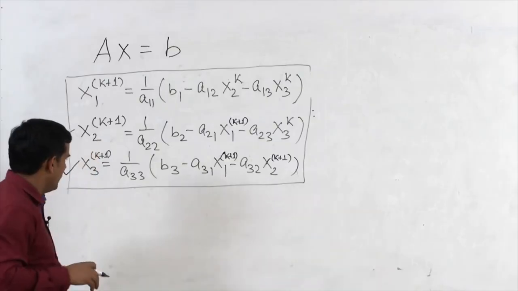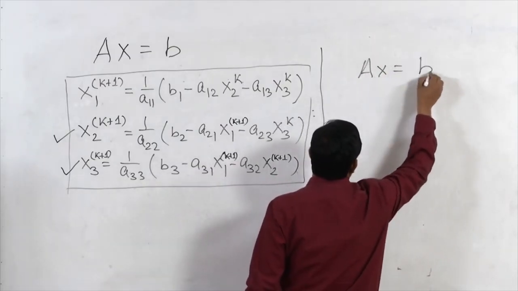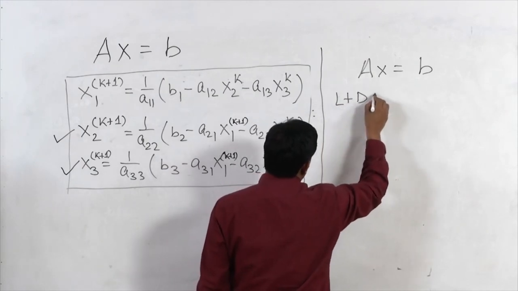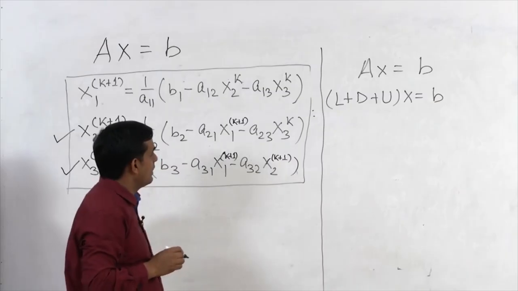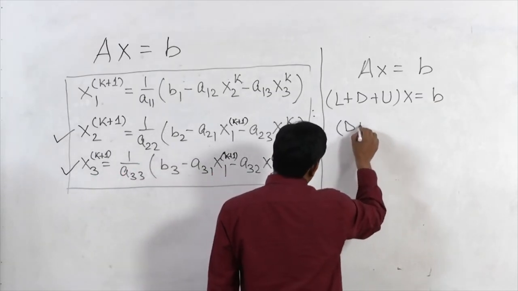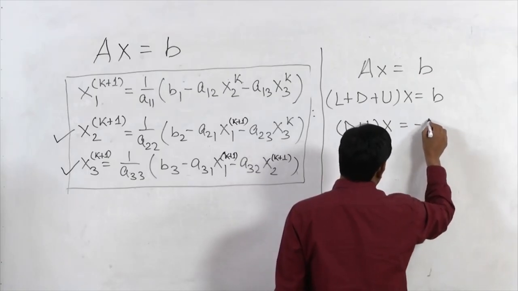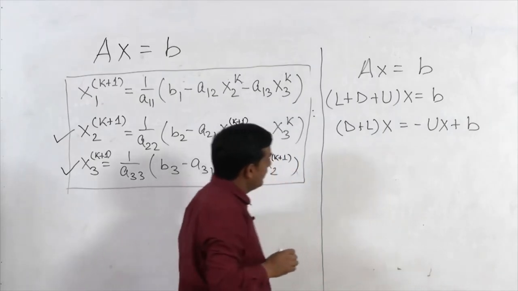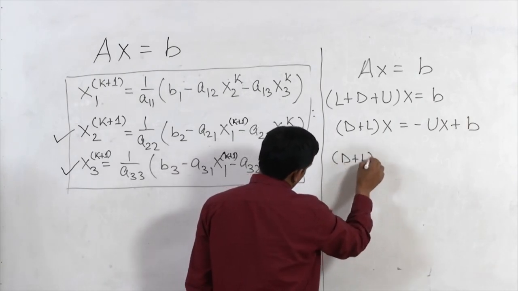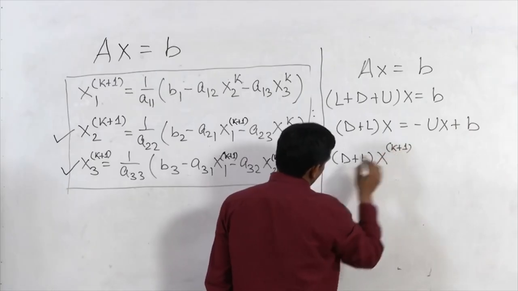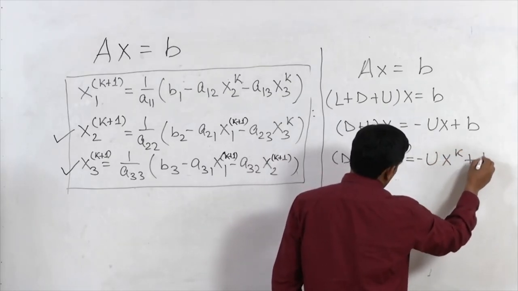So basically, in a general setting, what am I doing? I have a system Ax equals b. Again, I write it as (L plus D plus U) x equals b. And then I write (D plus L) x equals minus U x plus b, and from here I write my iterative scheme, that is (D plus L) x at k plus 1 iteration equals minus U x k plus b.